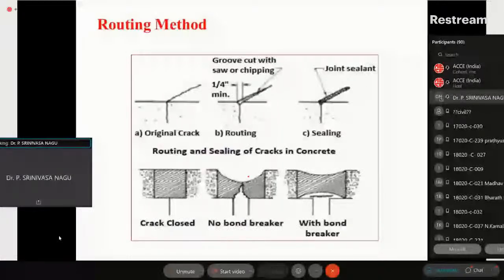When you seal it, there are two methods. That means this crack is totally closed, and there is no bond breaker. Whereas here is a bond breaker. The bond breaker means it allows the movement here, but it doesn't. It has closed this. This is the difference. Like this, there are different methodologies.